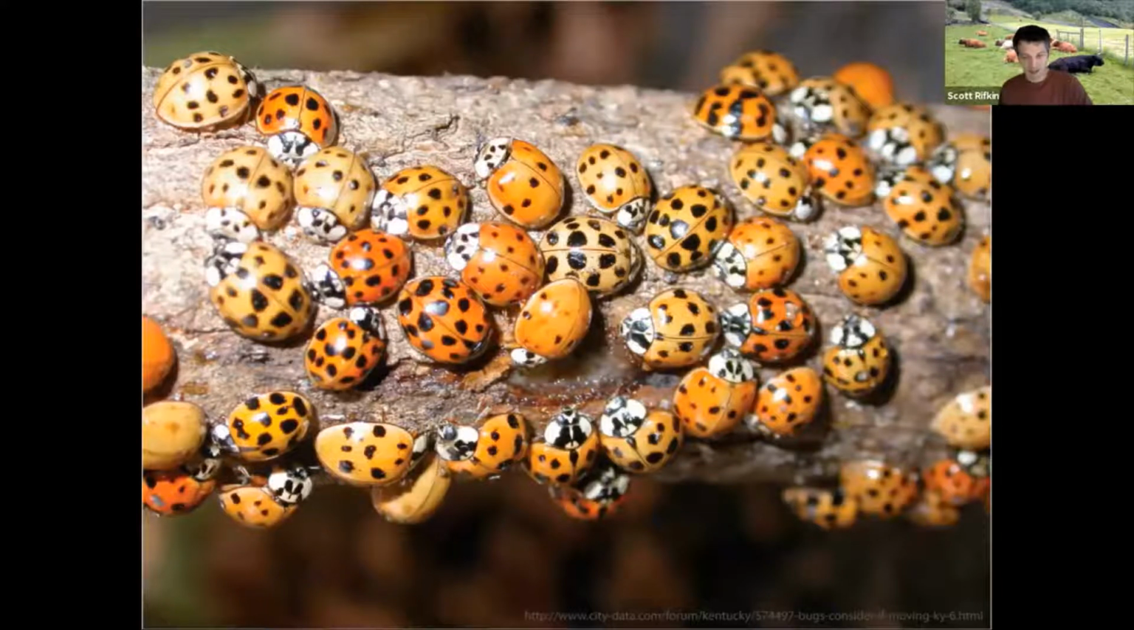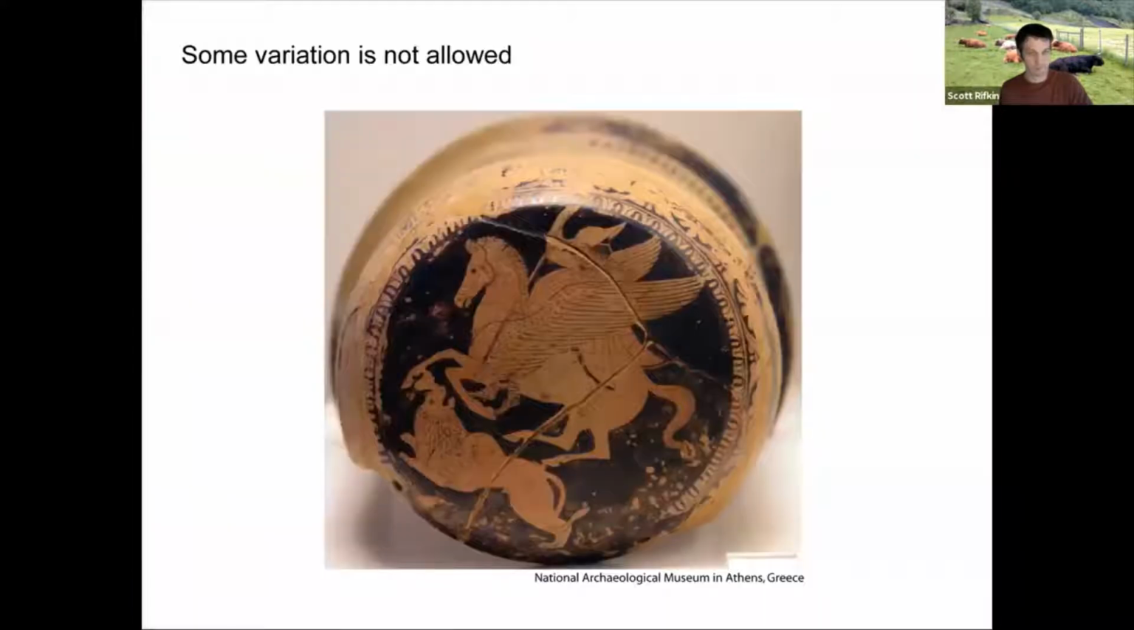Now, even though there's a ton of variation out there, there's some variation that we don't see. So some variation is not allowed. For example, even though it would be really awesome to have wings, vertebrates just don't have 6 limbs. So you're never going to see a Pegasus. It'd be very hard for us to grow wings out of our back. It just doesn't happen. And this is actually an interesting question. Why do we have some variation that's allowed and some variation that's not allowed? And this is related to the question of how we get the variation in the first place.